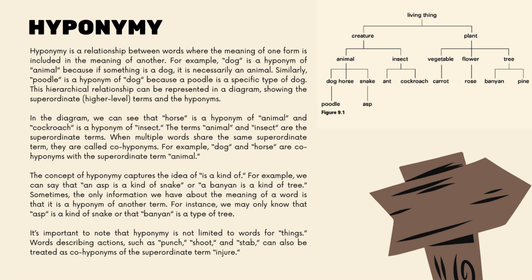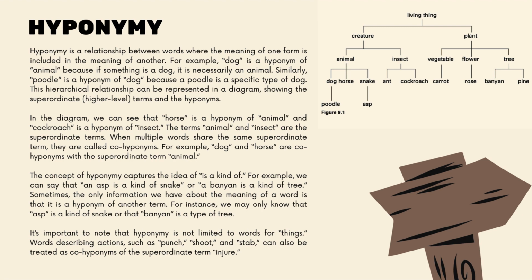In the diagram, we can see that horse is a hyponym of animal and cockroach is a hyponym of insect. The terms animal and insect are the subordinate terms. When multiple words share the same subordinate term, they are called cohyponyms. For example, dog and horse are cohyponyms with the subordinate term animal.